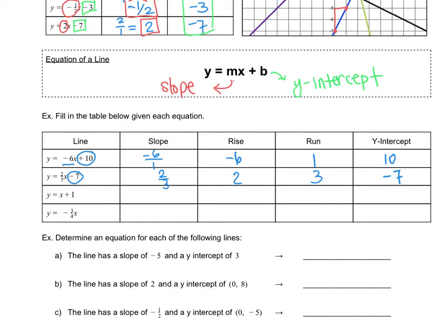All right, the next one, y equals x over 1. Now remember, if you don't see something in front of x, it is automatically just a 1. So why don't you try to fill in this row and then come back to check your work.